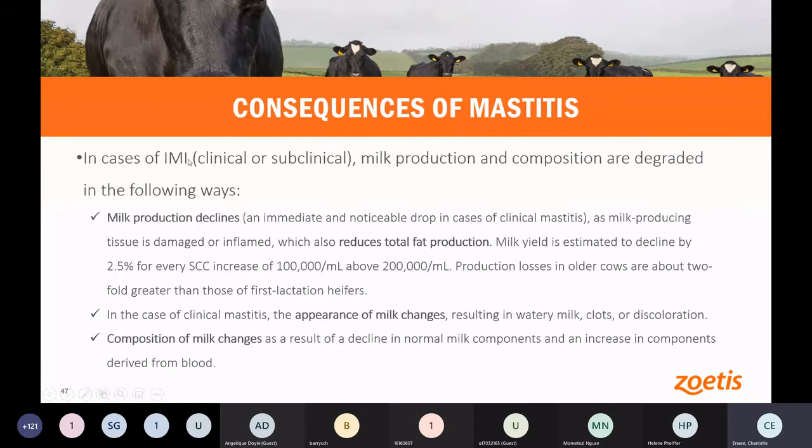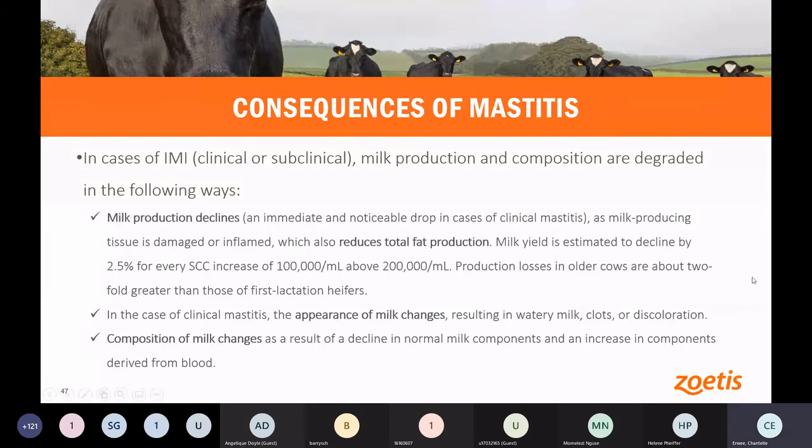So what happens in the case of an intramammary infection is the milk production declines and the total fat production can also decline. They've actually estimated that the milk yield can decline by 2.5% for every 100,000 somatic cell increase above that threshold of 200,000.